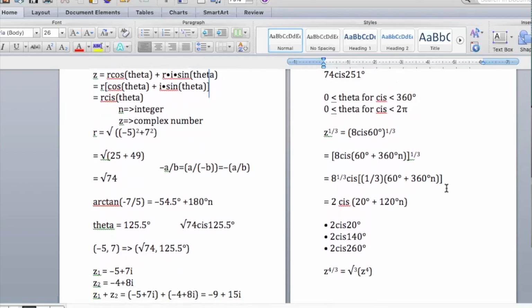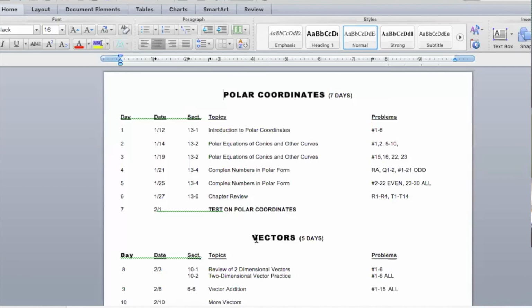Okay, thank you. One of the things I included in the materials in Schoology was a pacing plan for the entire semester so that we have some idea of where we're going and when we're going to get there. These are the things we've covered so far: introduction to polar coordinates, polar equations, and complex numbers in polar form. And we are here on the 4th day.